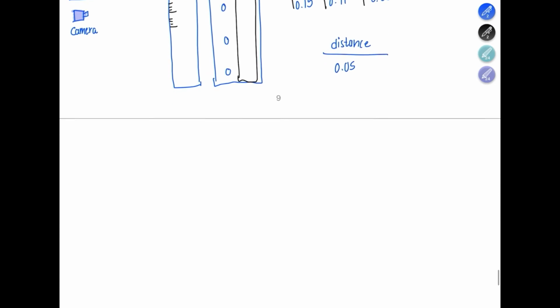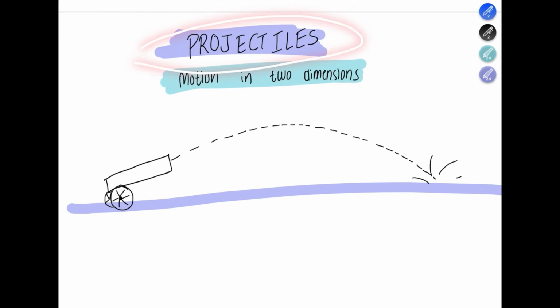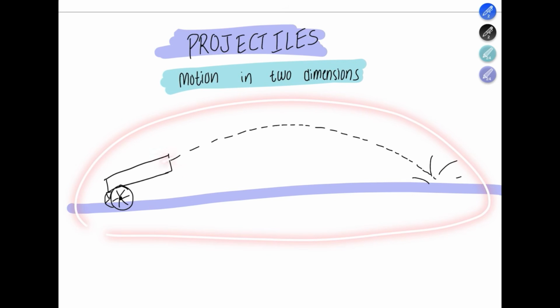Moving on. Alright, now let's look at projectiles or motion in 2 dimensions. Okay, so in this diagram, let's say a missile is fired.